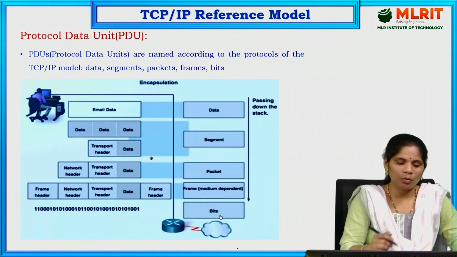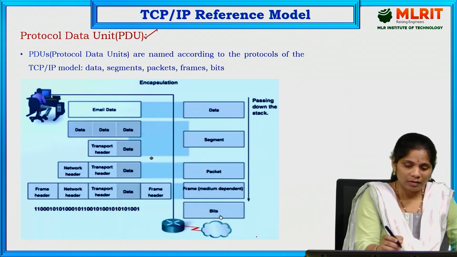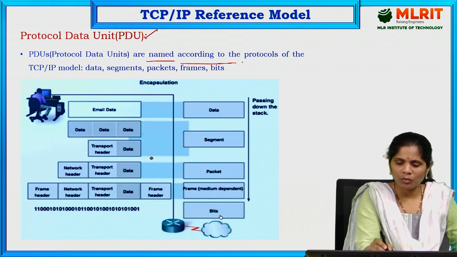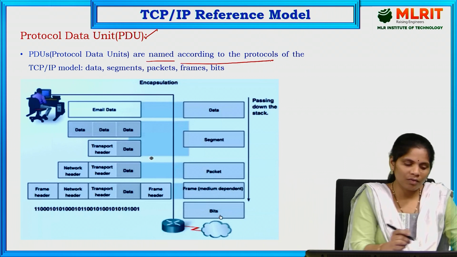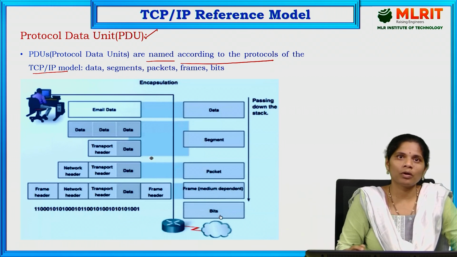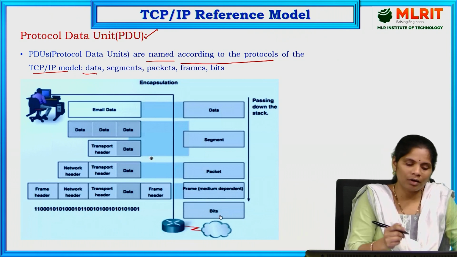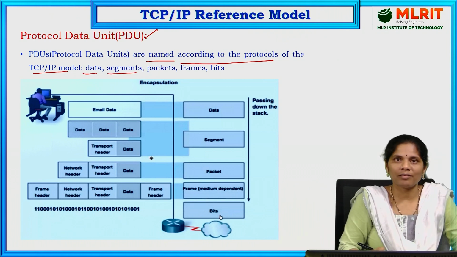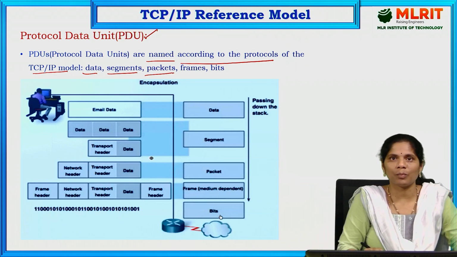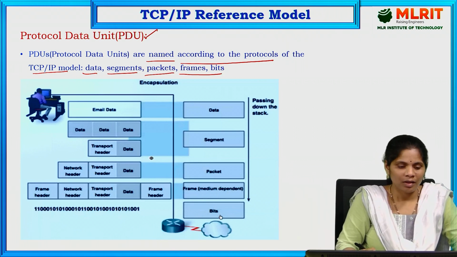Now let us see the protocol data unit of the TCP/IP. What is this protocol data unit? It is named according to the protocols. What are the protocols of the TCP/IP? Based on that, it is called the protocol data unit. Means for each and every layer, what is the protocol data unit? If we take the application layer, it is called data. If it is the transport layer, it is called segments. If it is the network layer, it is called packets. If it is the data link layer and physical layer, it is called frames and bits. This is nothing but the protocol data unit.